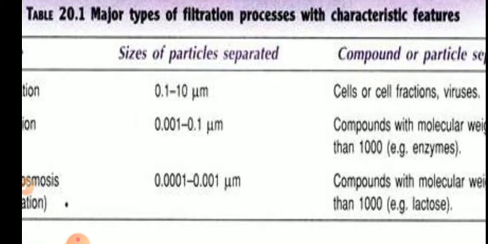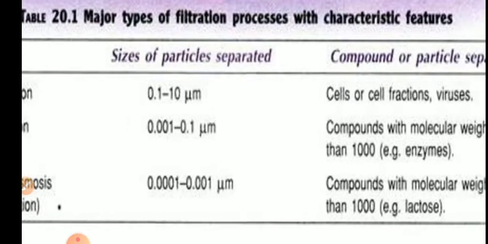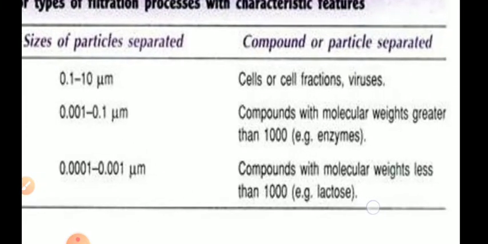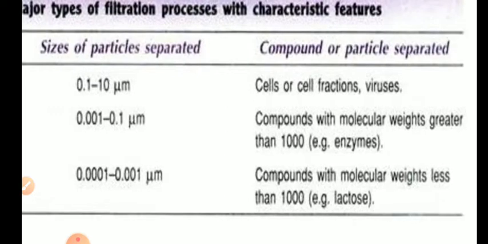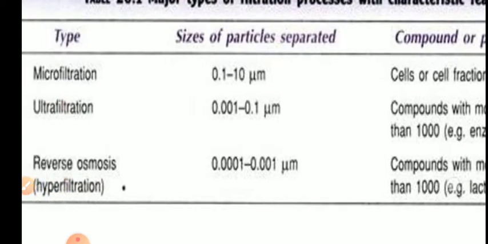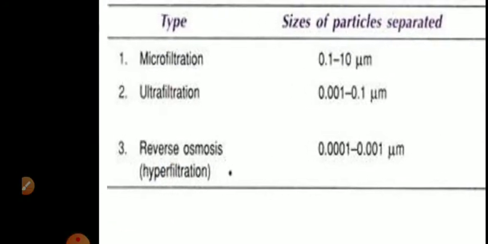Ultrafiltration is a process in which we can separate particles of size 0.01 to 0.1 micrometer. Again viruses, then cellular and subcellular components, subcellular fractions can be separated with ultrafiltration. Compounds with molecular weight greater than 1000 Daltons, like enzymes, can be separated.